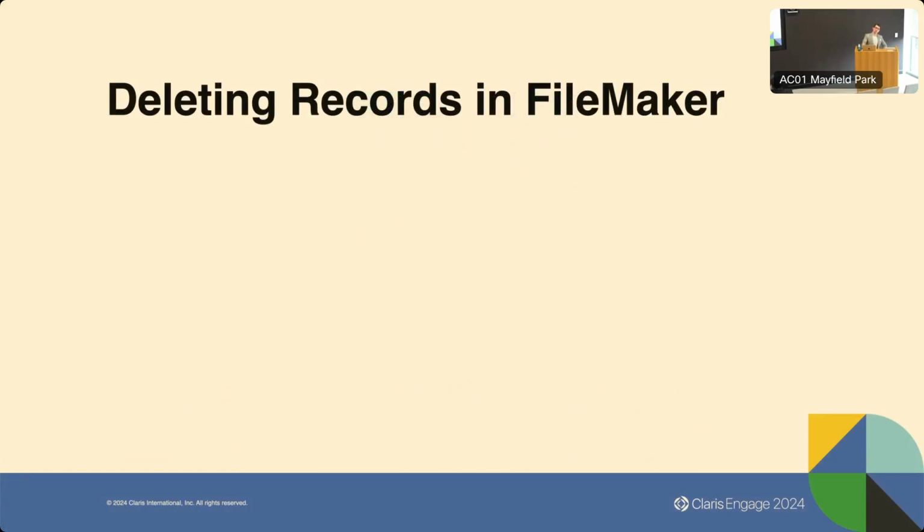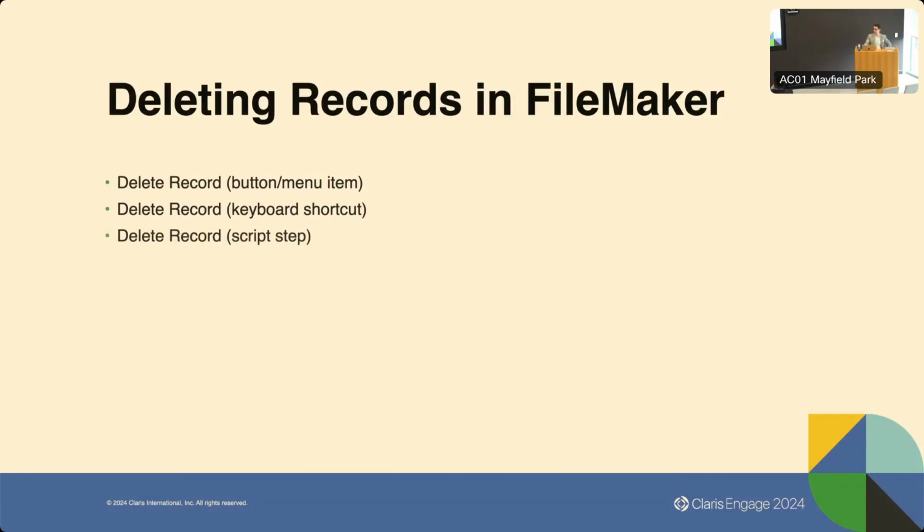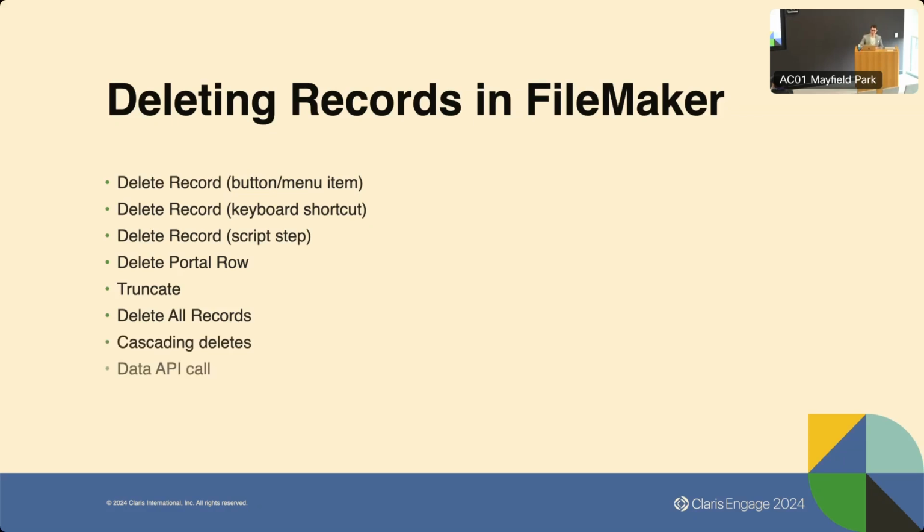So, we got together and thought about, well, what are all the different ways you can delete records in FileMaker? Well, you've got the delete record button in the menu, or in the toolbar up top. You've got a keyboard shortcut, which relies on that menu item being there. You've got a delete record script step. Delete portal row. Truncate. Delete all records. Cascading deletes. You could delete through a data API call.